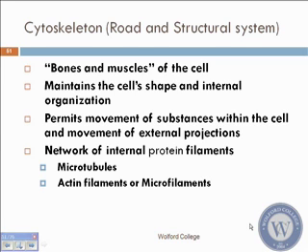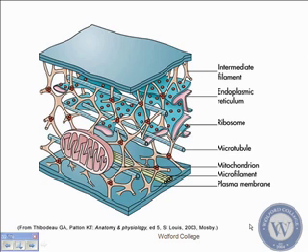The cytoskeleton is the next part, which is the road and structural system inside. It's really what's called the bones and the muscles of the cell. It maintains the cell's shape and internal organization. It permits movement of substances within the cell into external projections. It's a network of internal protein filaments, which are microtubules, or actin, or microfilaments, which are very, very small. This is what a cytoskeletal structure looks like. This is a very nice, beautiful picture showing you that these things act like roadways. Things will bind to them and be transported downstream.